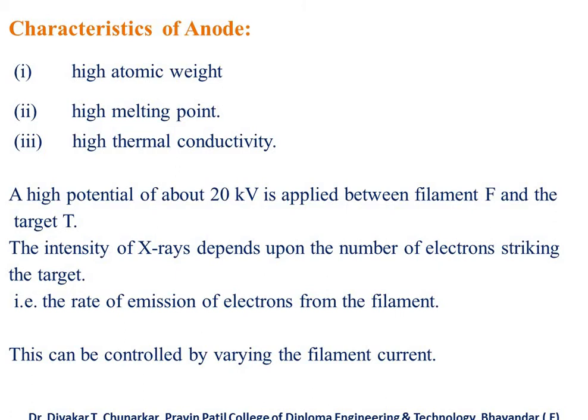The intensity of X-ray depends upon the number of electrons striking the target. This is important. At that time electrons suddenly stop to produce the X-ray. The intensity of X-ray depends upon the number of electrons striking the target, that is, the rate of emission of electrons from the filament. This can be controlled by varying the filament current.